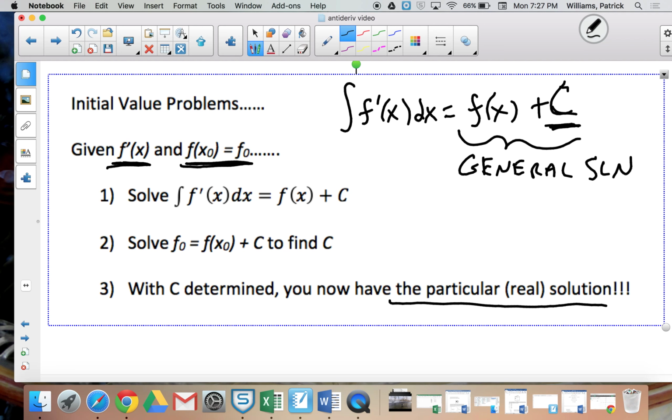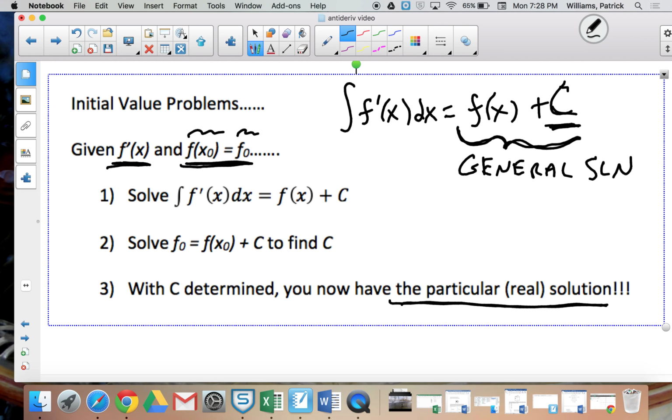Notice in this case, they're telling us f of x at some point x naught is equal to some value f naught. These are just symbols. It's basically just saying I have an x and a y value for my function, and I also have a derivative. If I find the antiderivative of that derivative, I will get the function plus c, which is my general solution. And then if I go through and find the c, I get my particular or my real solution.